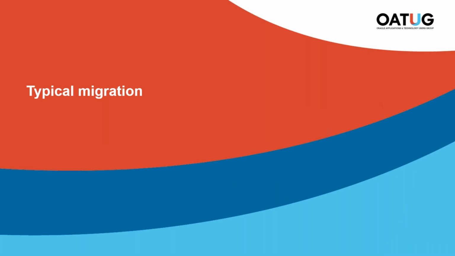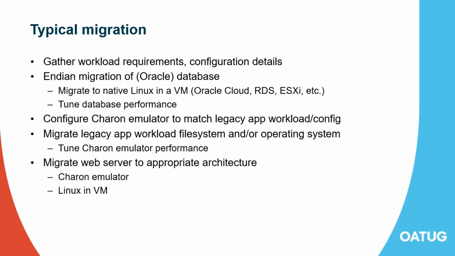Profile of a typical migration, just kind of in a nutshell. Again, make sure that we gather the workload requirements of the existing workload profile. Make sure that we have all the configuration details under control. Then for a database, for example, we would do a migration of your Oracle database, or whatever other database you might be running, over to native Linux if possible. If not, then you can migrate that into an emulated legacy environment, and we've actually had fairly good success doing that as well.